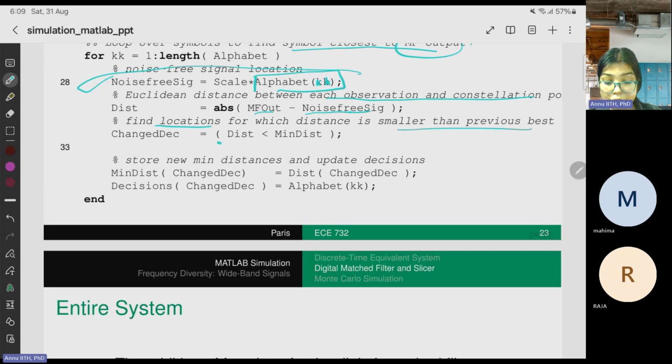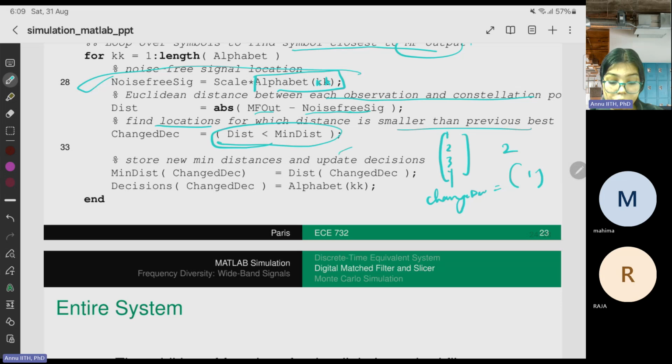So what does this mean? If it is an array, it will find only those locations, it will give only the distances which are less than the minimum distance. If the array is 1, 2, 3, 4, and the minimum distance is, suppose, 2, what values will it give as change dec? 1 is less than 2? Yes. 2 is less than 2? No. So only 1 it will give.